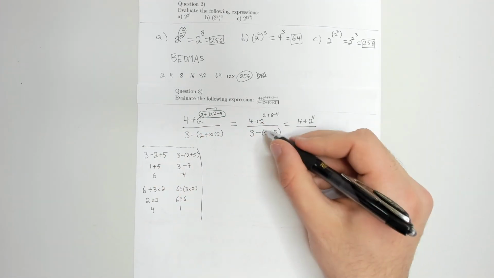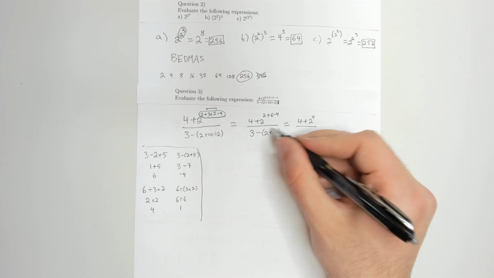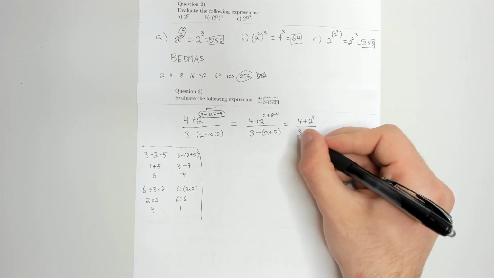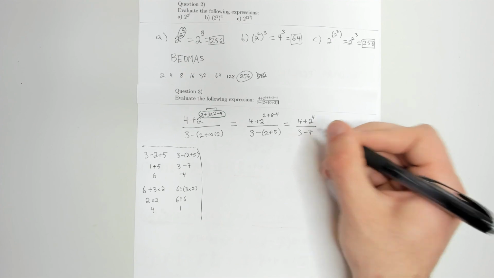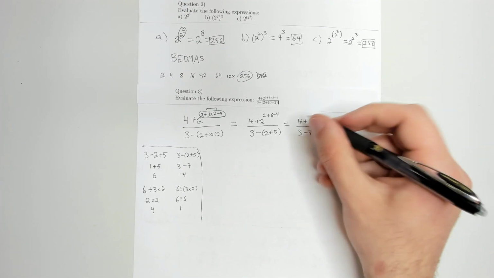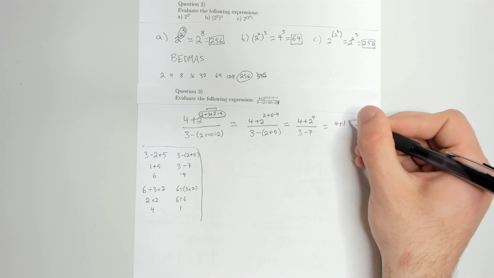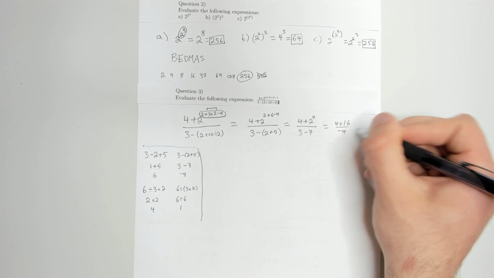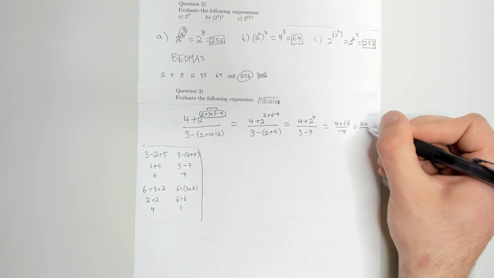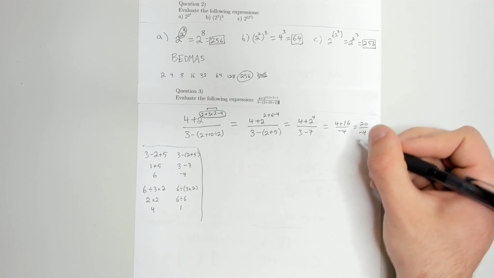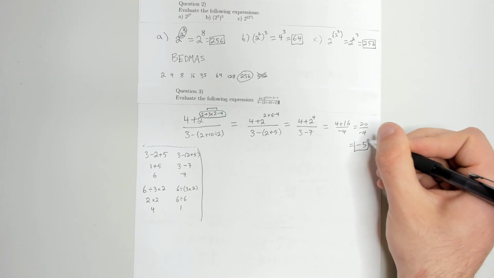So we need to make sure that we are respecting these parentheses here and doing them first. So we have 3 minus 2 plus 5, which is minus 7. So in the numerator, we get 4 plus 2 to the power of 4. 2 to the power of 4 is 16. And 3 minus 7 is negative 4. 4 plus 16 is 20. 20 over negative 4, that's going to give us negative 5.